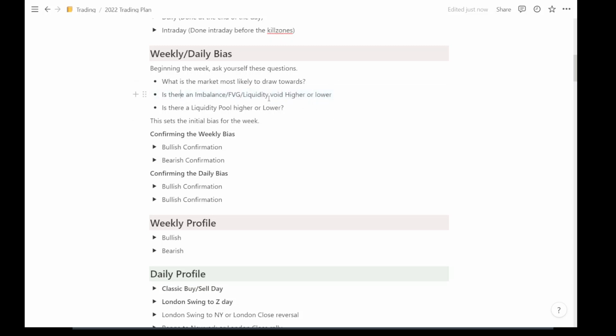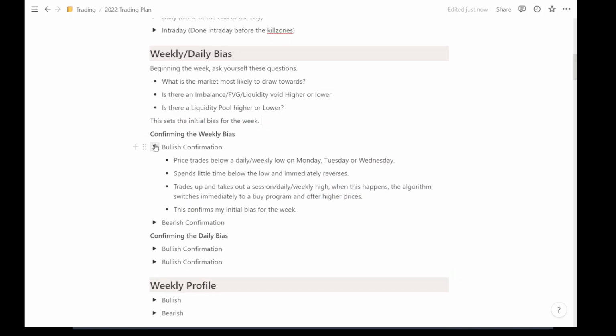If any of this is higher, okay, then my bias for that week would be that price will rise to that fair value gap. Okay, if it is lower, then my bias for that week would be that price is going to drop down towards the fair value gap. Okay, so this is generally what sets my initial bias for that week.